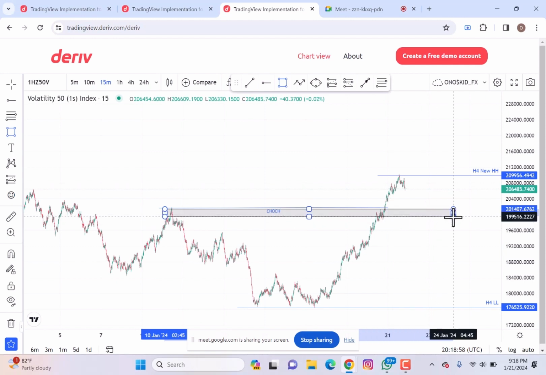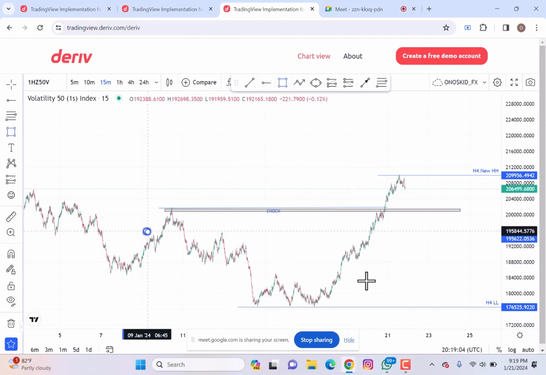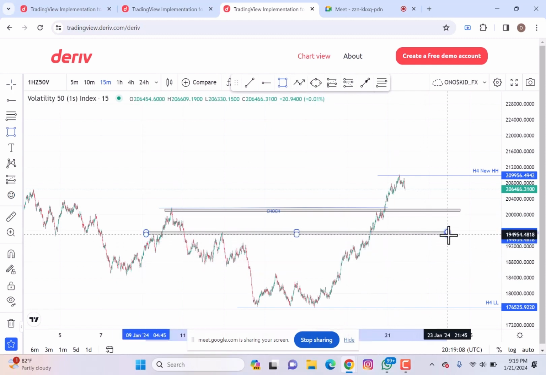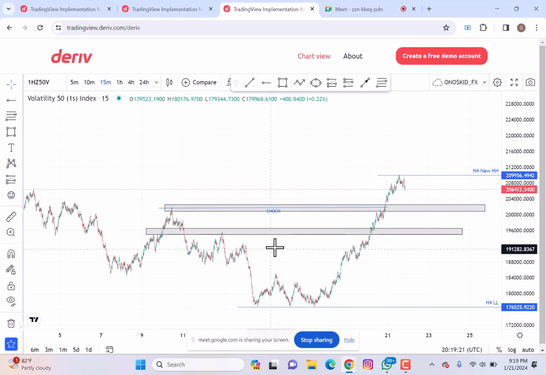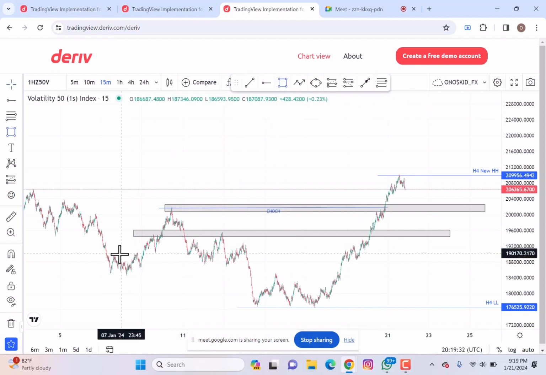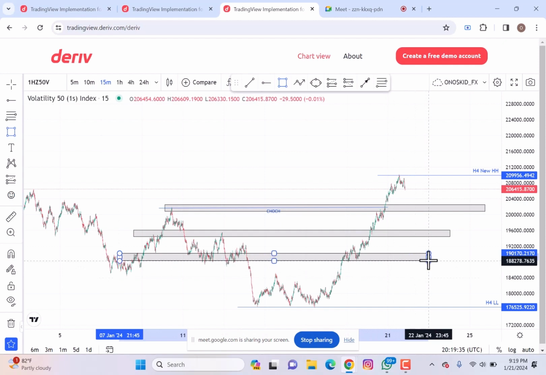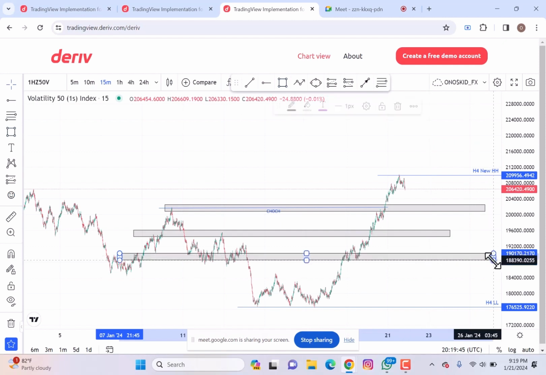So this is actually a good level. This is actually another level. So now that you've marked out the possible areas the market can react to, the next thing you want to do is to wait for your candle confirmation on any of these levels. Wait for your candle confirmation on any of these levels.